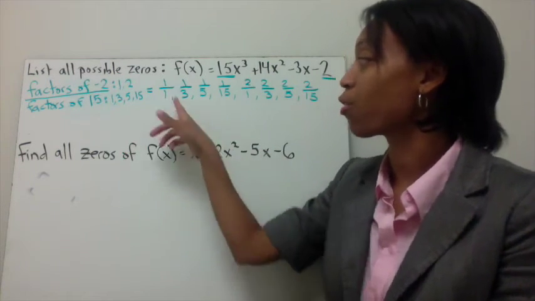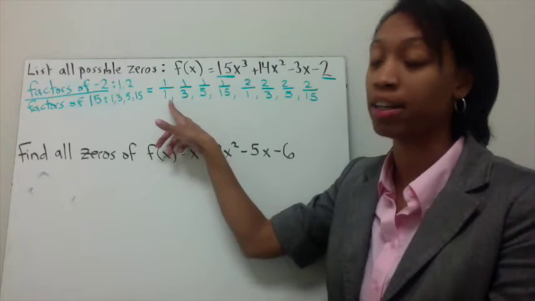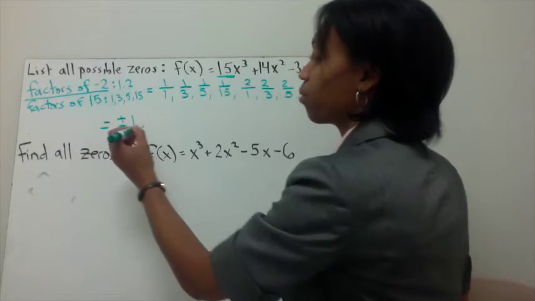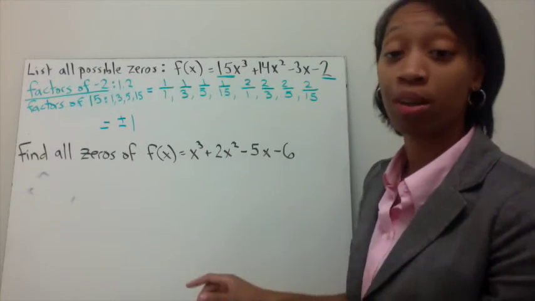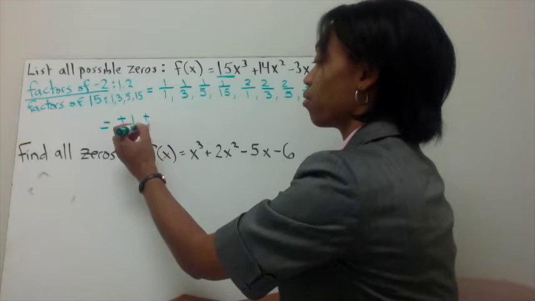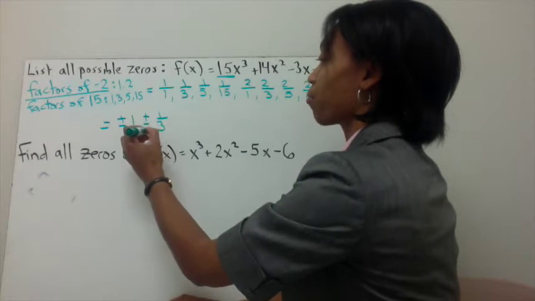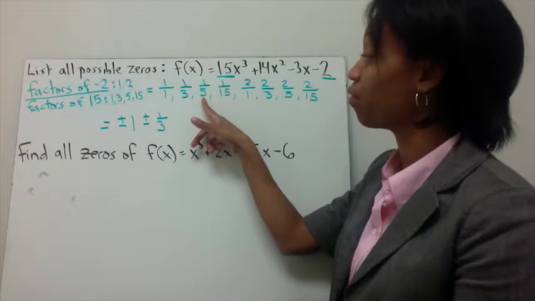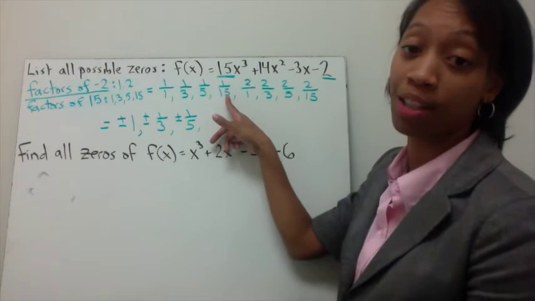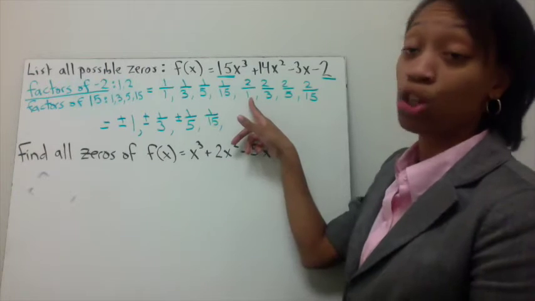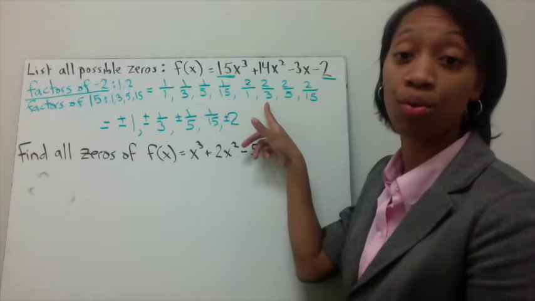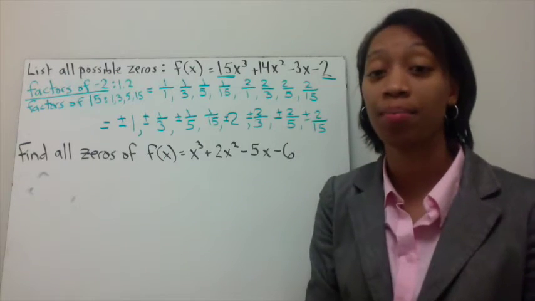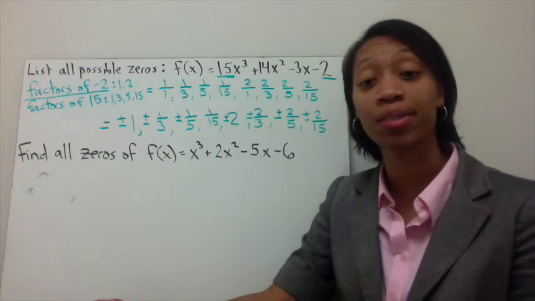So my options are either 1 divided by 1 gives me 1. So the possible zeros could be positive or negative 1. 1 over 3 would be 1/3. I could have positive or negative 1/3. Positive or negative 1/5. Or I could have positive or negative 2 over 1 is just 2. 2/3, 2/5, or 2/15. Okay, and those are all the possible zeros.